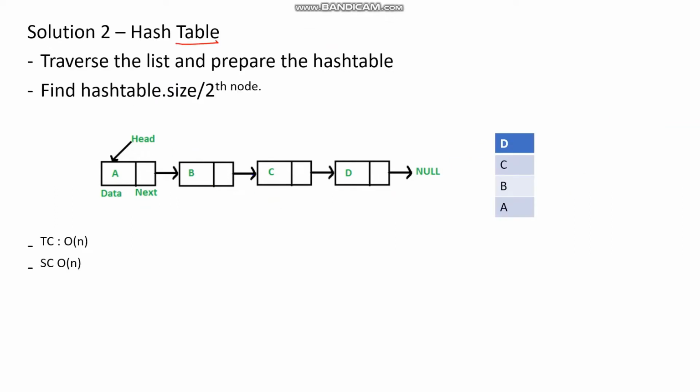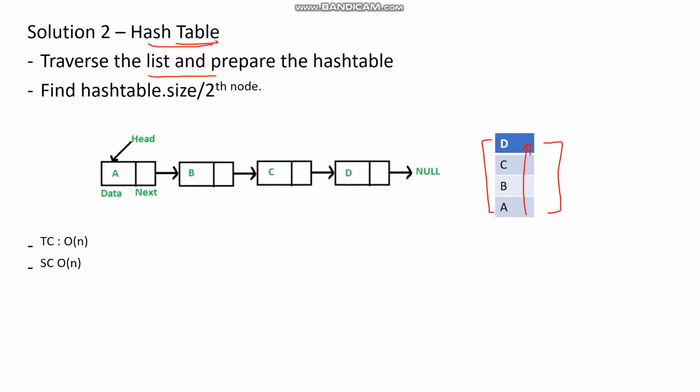In the earlier solution, we were traversing the linked list 2 times. So we have to optimize it more. We will now be using a hash table. In this technique, we will be traversing the linked list once, and we will be preparing a hash table of that. As you can see here in the example, this is the list, and I have prepared the hash table of it, A, B, C, D.